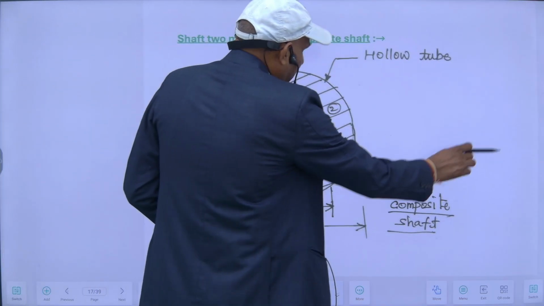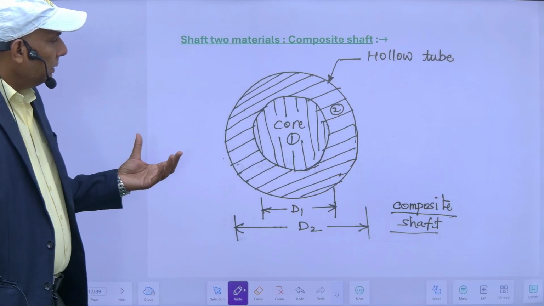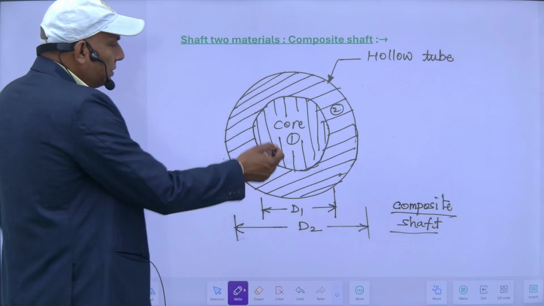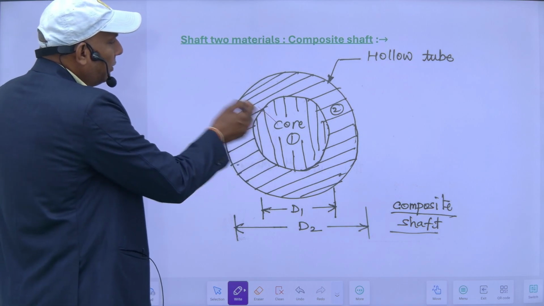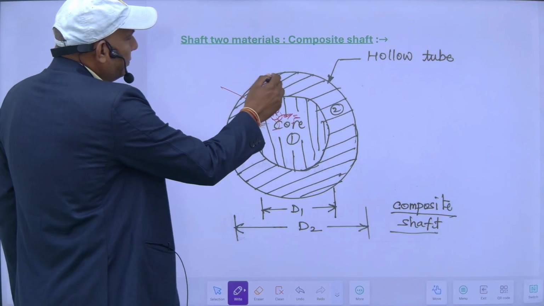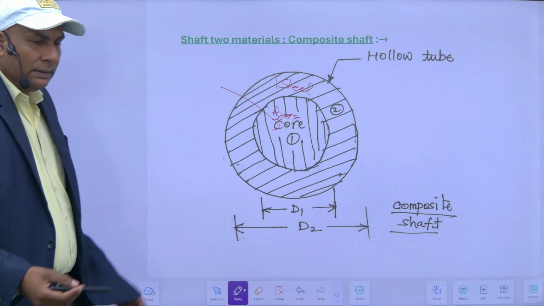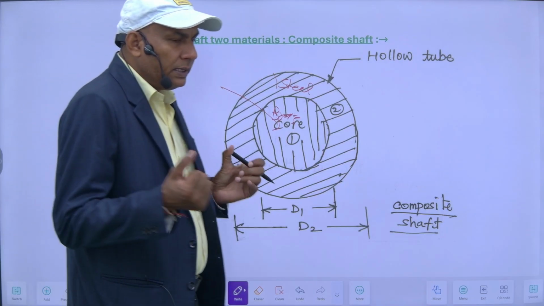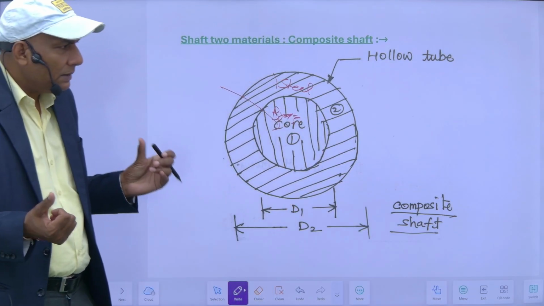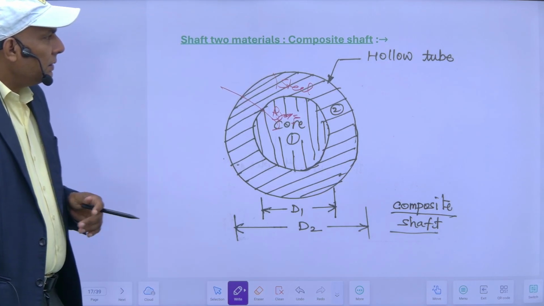Compound shaft. What does it mean? Compound shaft means I have two shafts. This is my core, and inside this core, suppose it is of brass. This is brass, and this is steel. So both have different materials, and both are securely, rigidly bonded. So they are behaving as a unit, as a single monolithic unit. So this is a case of a compound shaft.